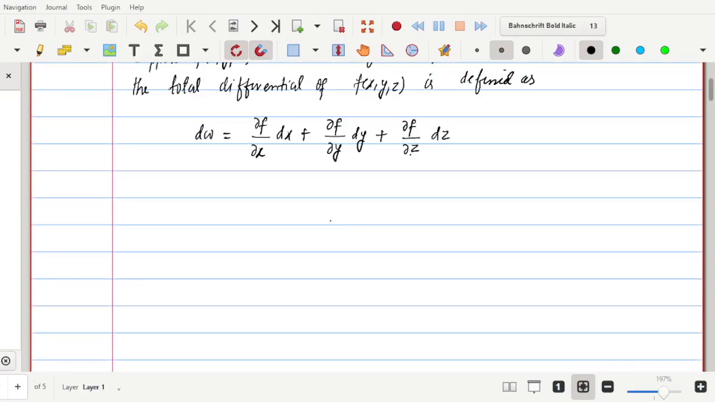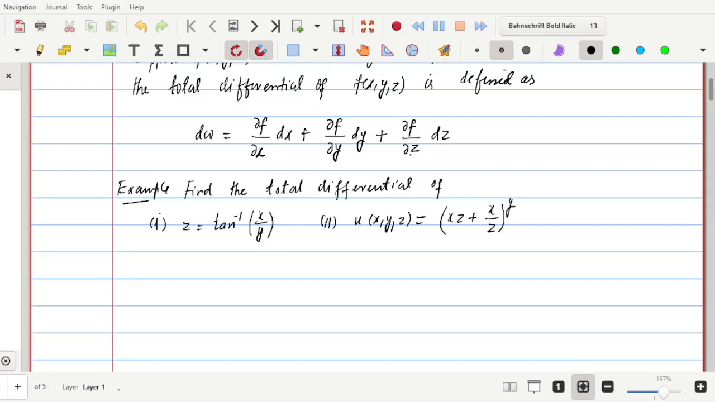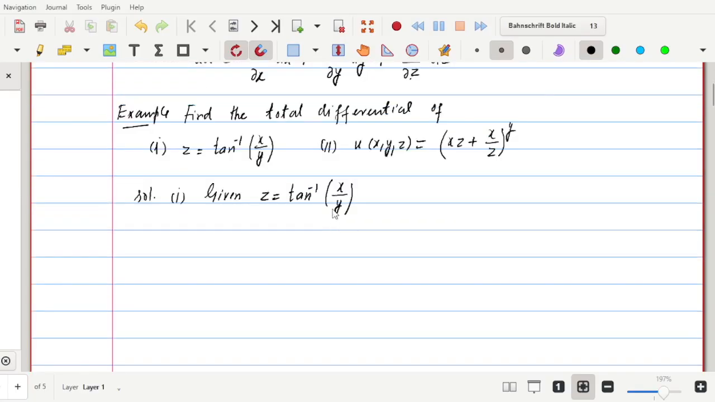Now we take an example. We take up this function and evaluate the total differential of these two functions. First, let's consider the solution of the first one. Here we are given z is equal to tan inverse of x divided by y. So here we can see that z is a function of two variables.